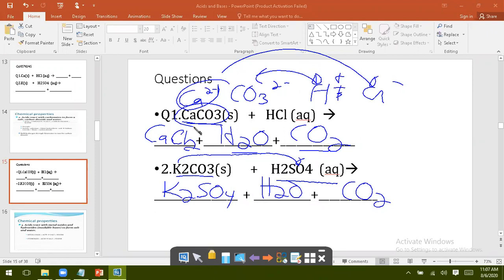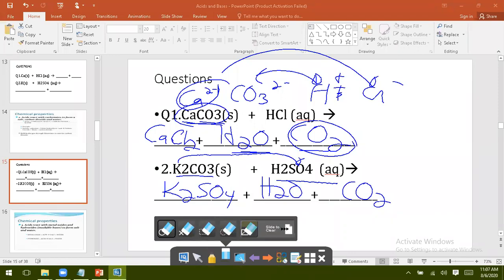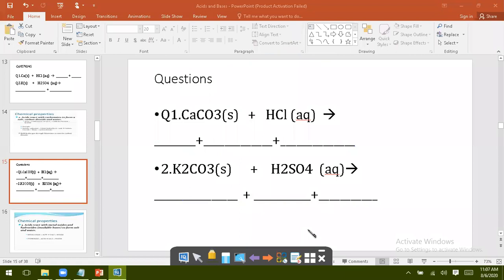So any acid reacting with a metal carbonate, don't forget three products: the salt, water, and because of the carbonate, a gas, carbon dioxide. And the test for carbon dioxide is the lime water test. When lime water turns milky, that's an indication that the gas produced is carbon dioxide.